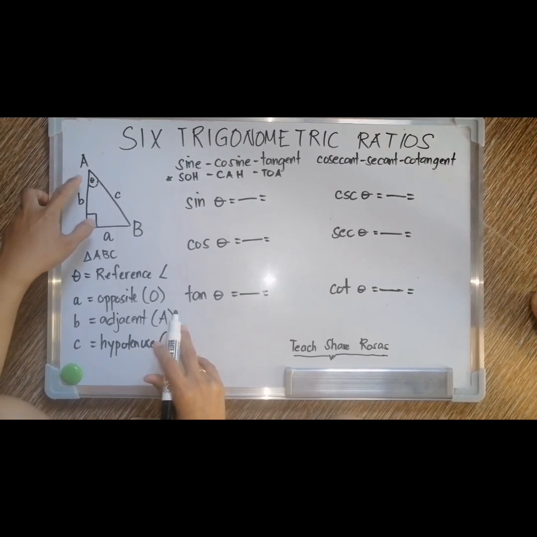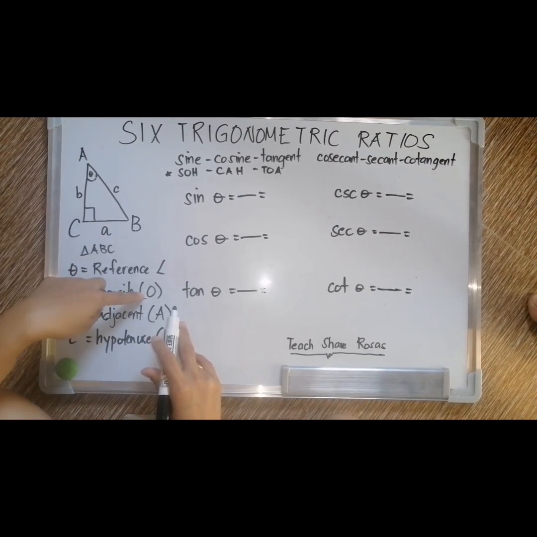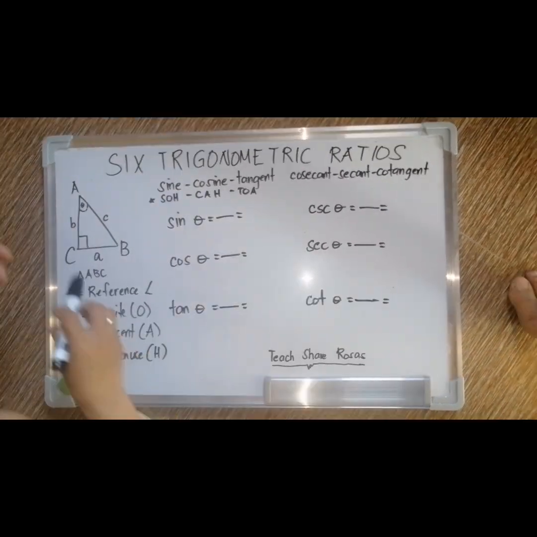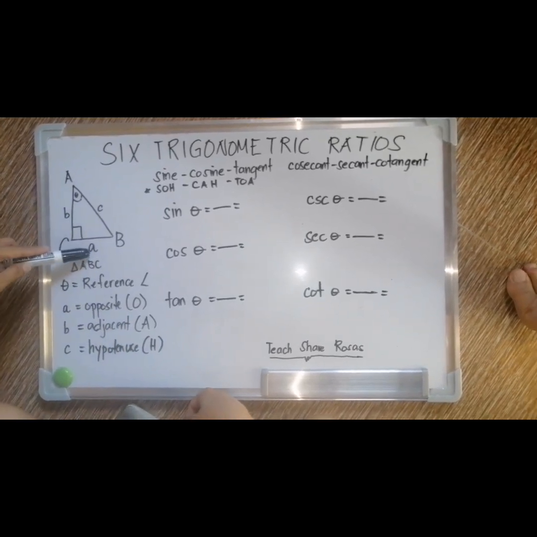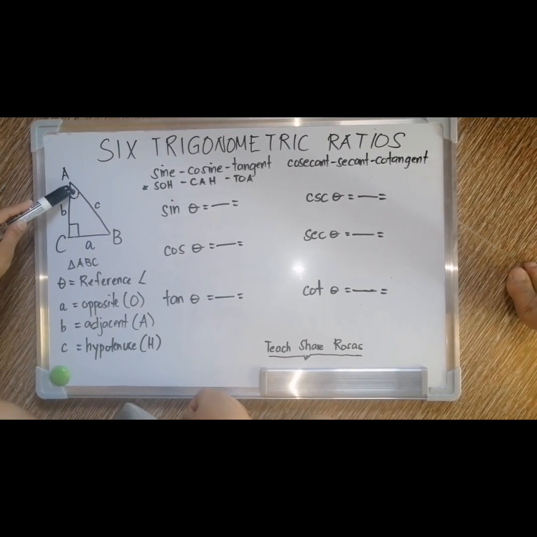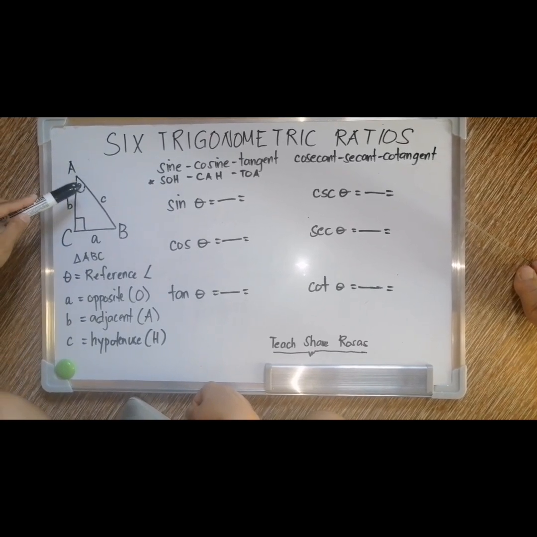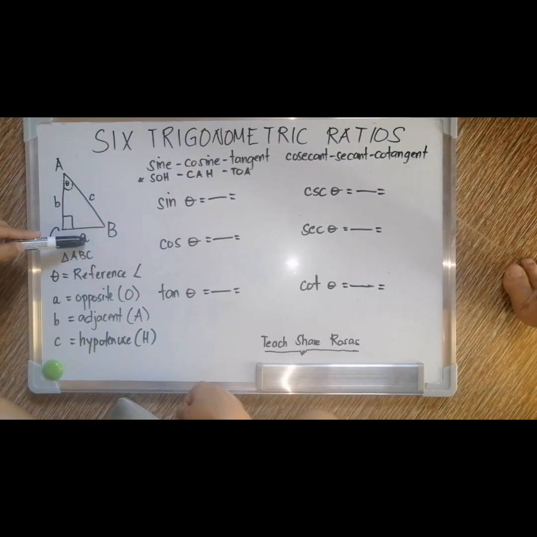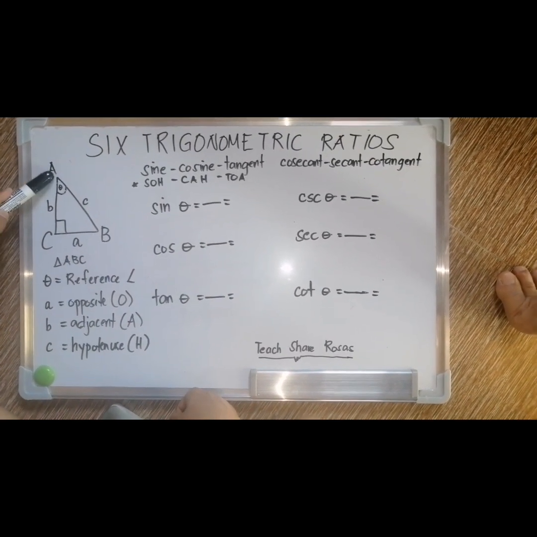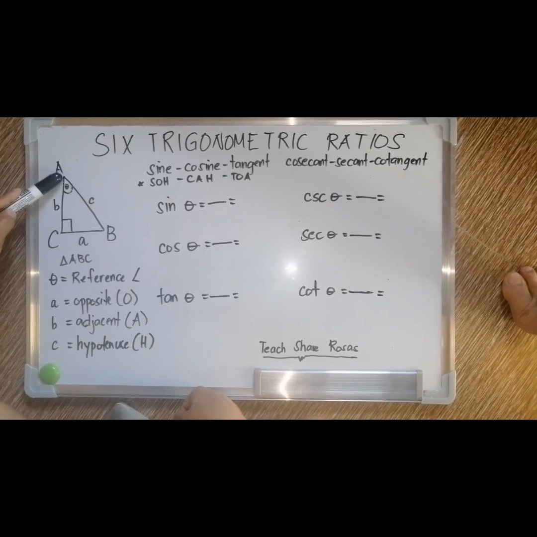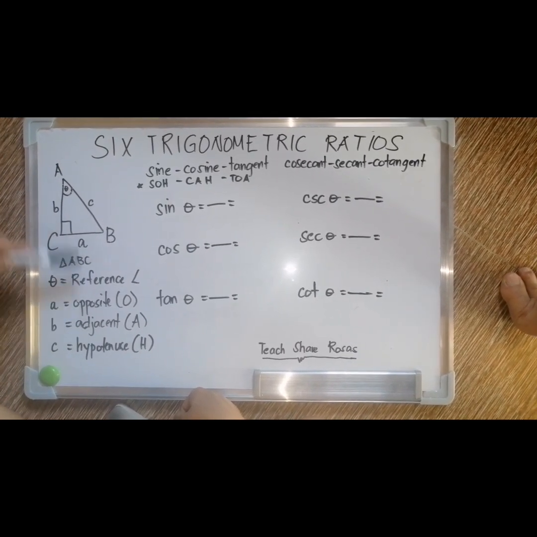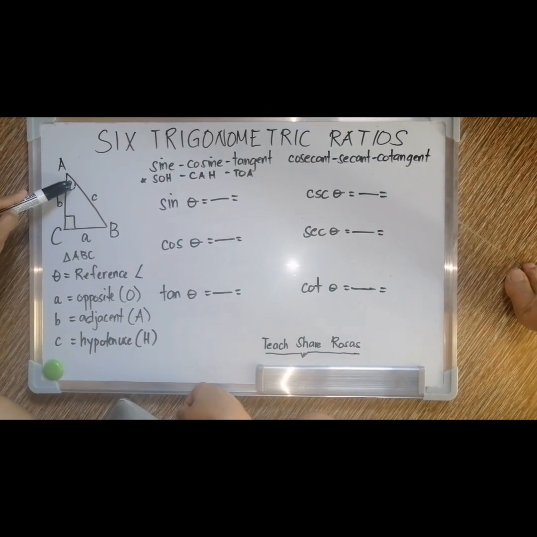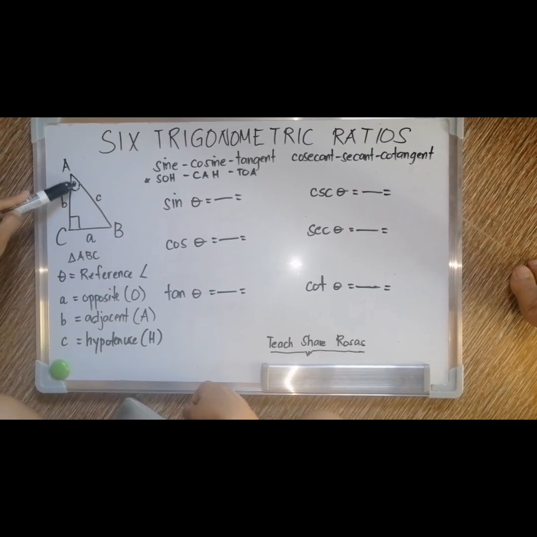So, take note, our side A here is the opposite of the reference angle. Kaya opposite side siya. So, parang anak lang yan. This is the lowercase letter A and this is the uppercase letter A, which is also the reference angle. Now, side B here is the adjacent. When we say adjacent, parang katabi lang, no? Katabi ng angle A or our reference angle.